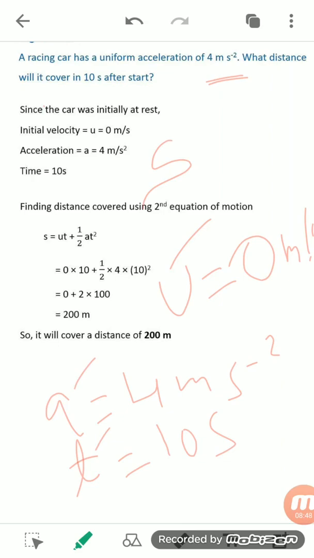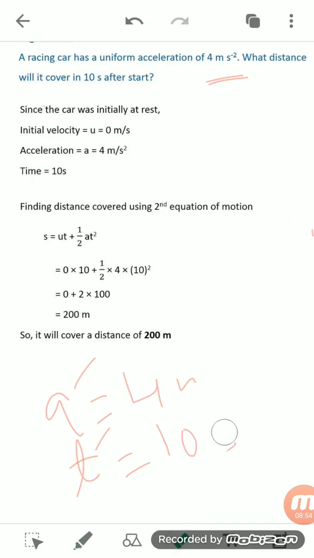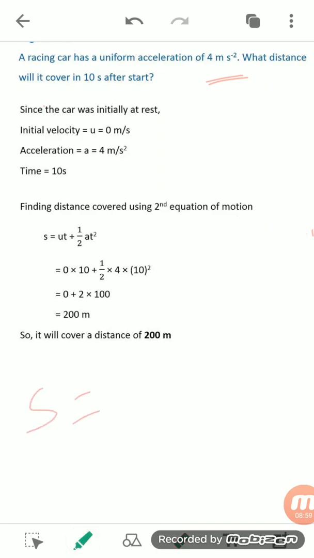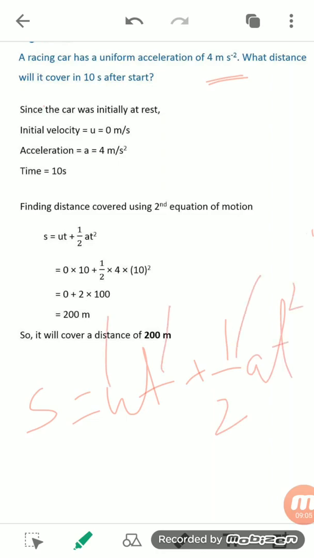So which formula out of the three equations will we apply? That is the second equation of motion. Why is this so? The second equation of motion is s equals ut plus half at square. So u is given, t is given, a is given, so it will be easy to find the distance. Putting the values here, it will be very easy to solve.